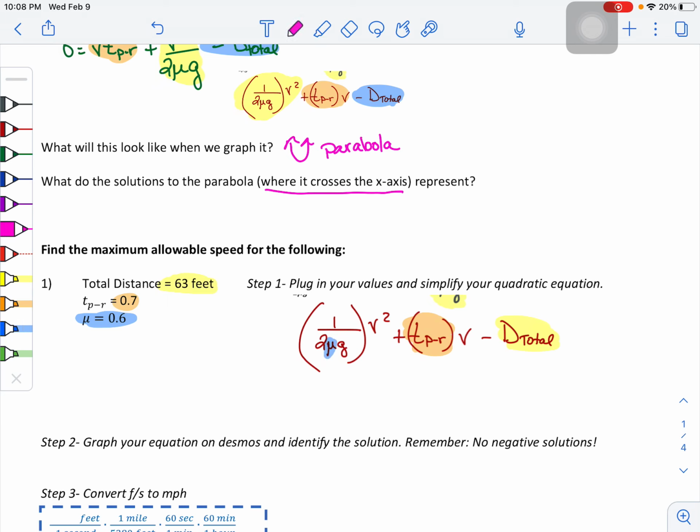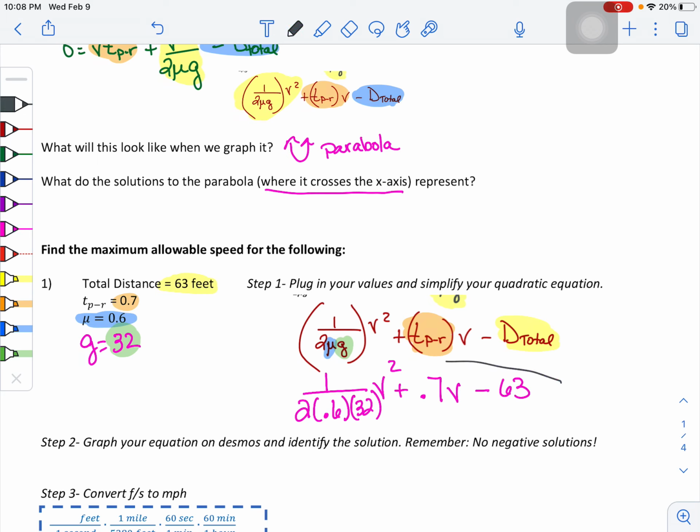Now the G is in there, and they're always implying that G is 32, and you should always just remember that. So G will always kind of be listed as an unknown, but you should always put it as 32. So if I put all those numbers in, I get 1 divided by 2 times 0.6 times 32, V squared, plus my orange is 0.7V, my time, minus my total distance, 63. This right here is going to go into the calculator.